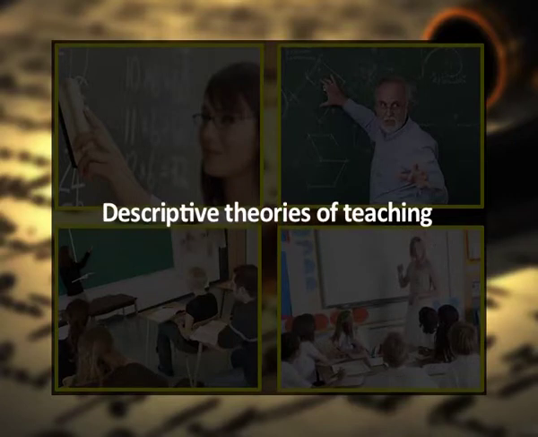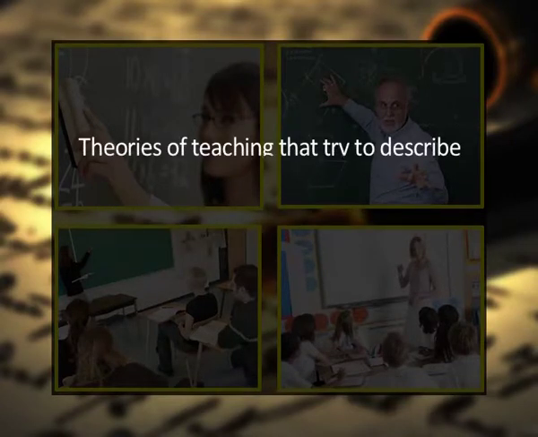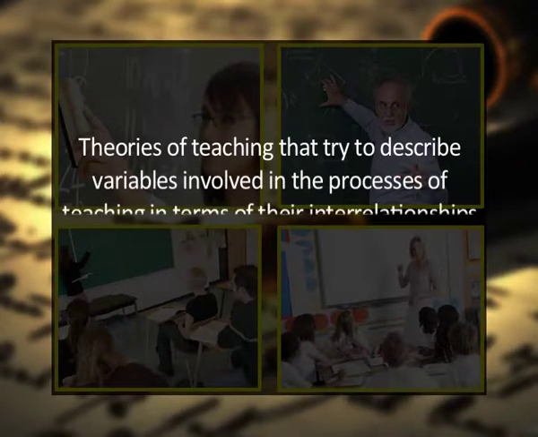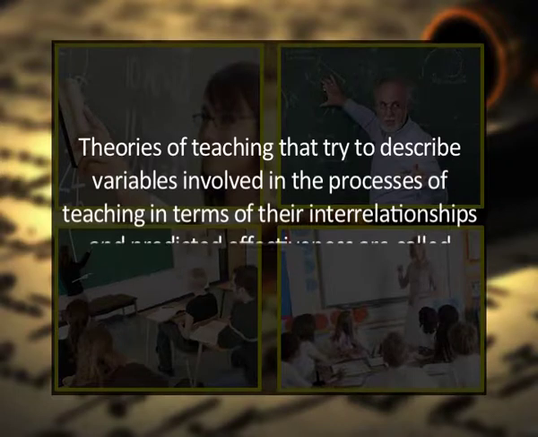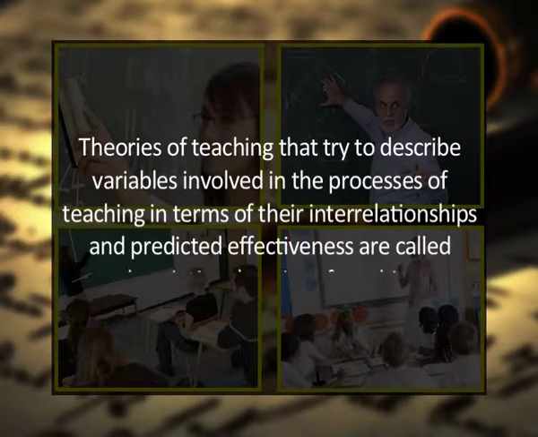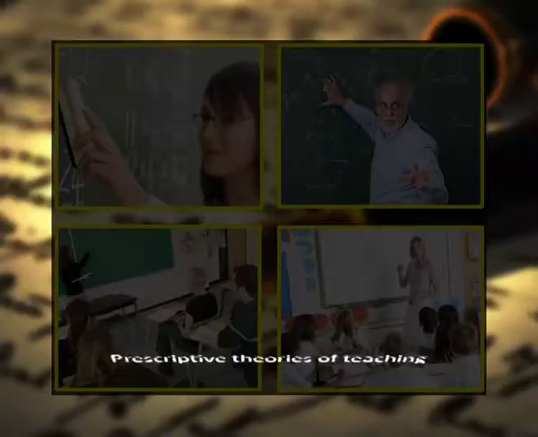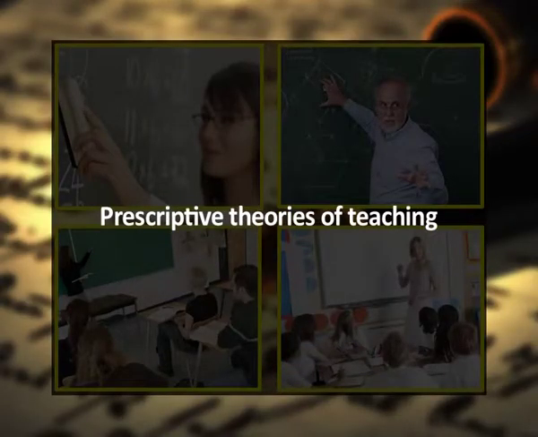Now we will discuss descriptive theories of teaching. The theories of teaching that try to describe the variables involved in the process of teaching in terms of their interrelationship and predict effectiveness are called descriptive theories of teaching. Their description is based on empirical evidence and objective observation. On account of their predictive and prescriptive nature, these theories are also termed prescriptive theories of teaching.